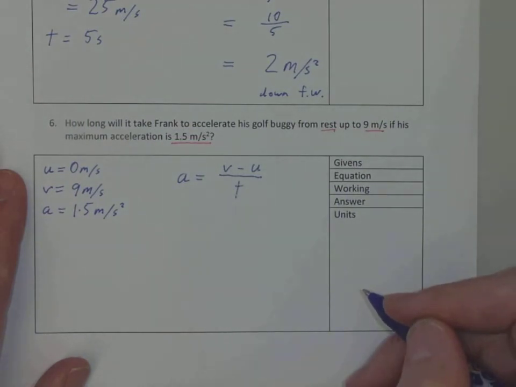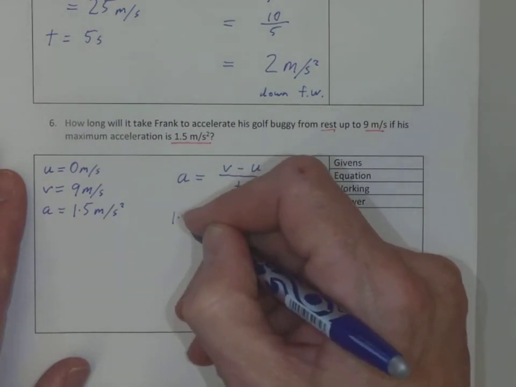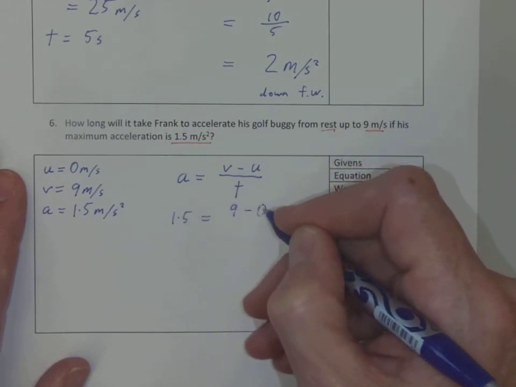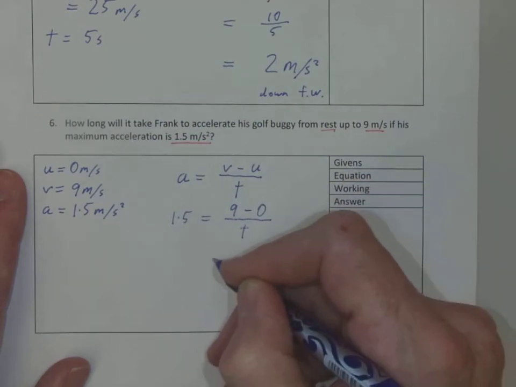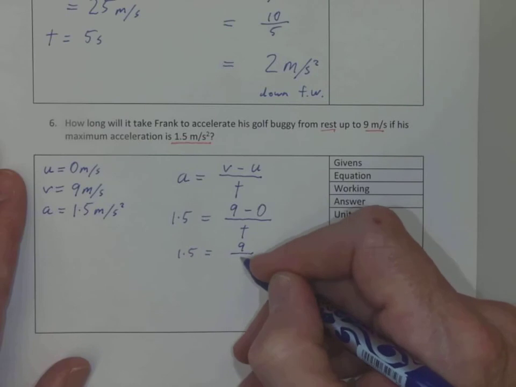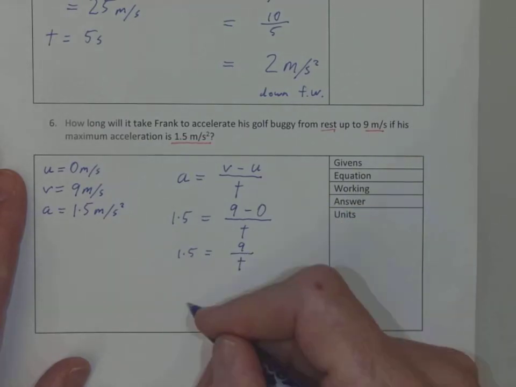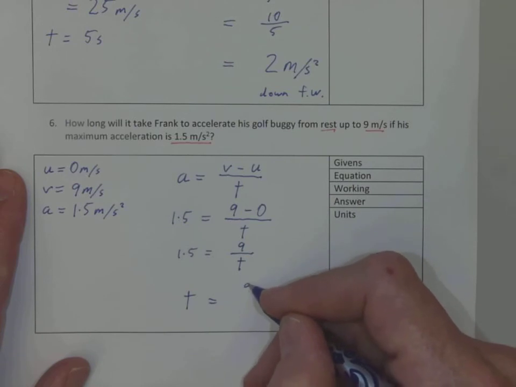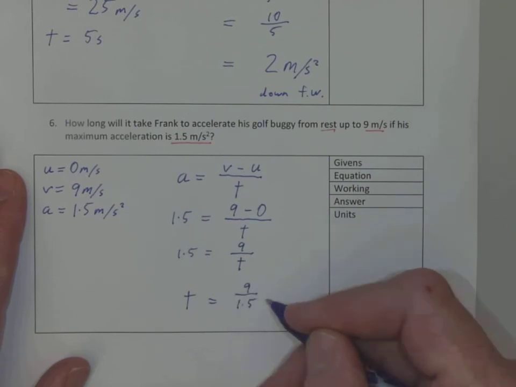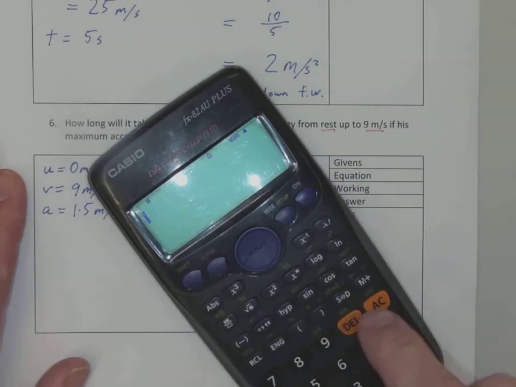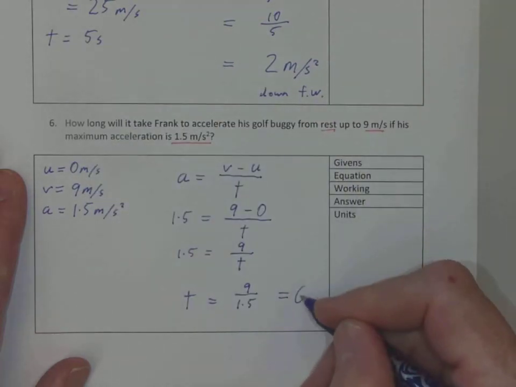Now, I'm going to plug in my values. I'm going to say, right, 1.5 equals V, which was 9, minus 0 over T. So 1.5 equals 9 over T. T equals 9 over 1.5, which equals 9 divided by 1.5, 6 seconds.